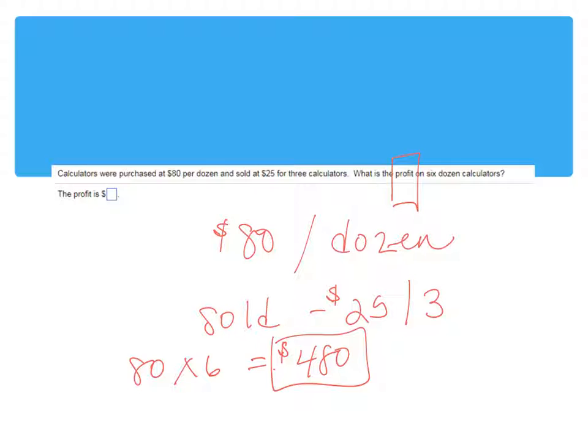Now what I want you to figure out is how much you sold them for. How many groups of 3 are there in 6 dozen calculators?